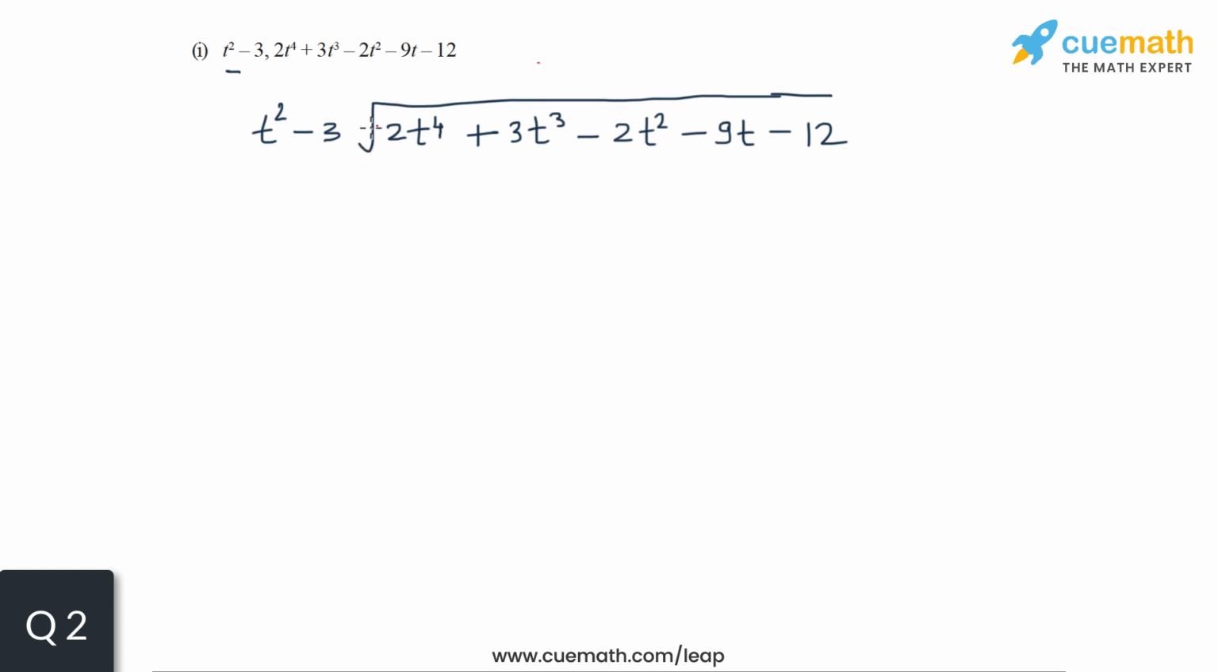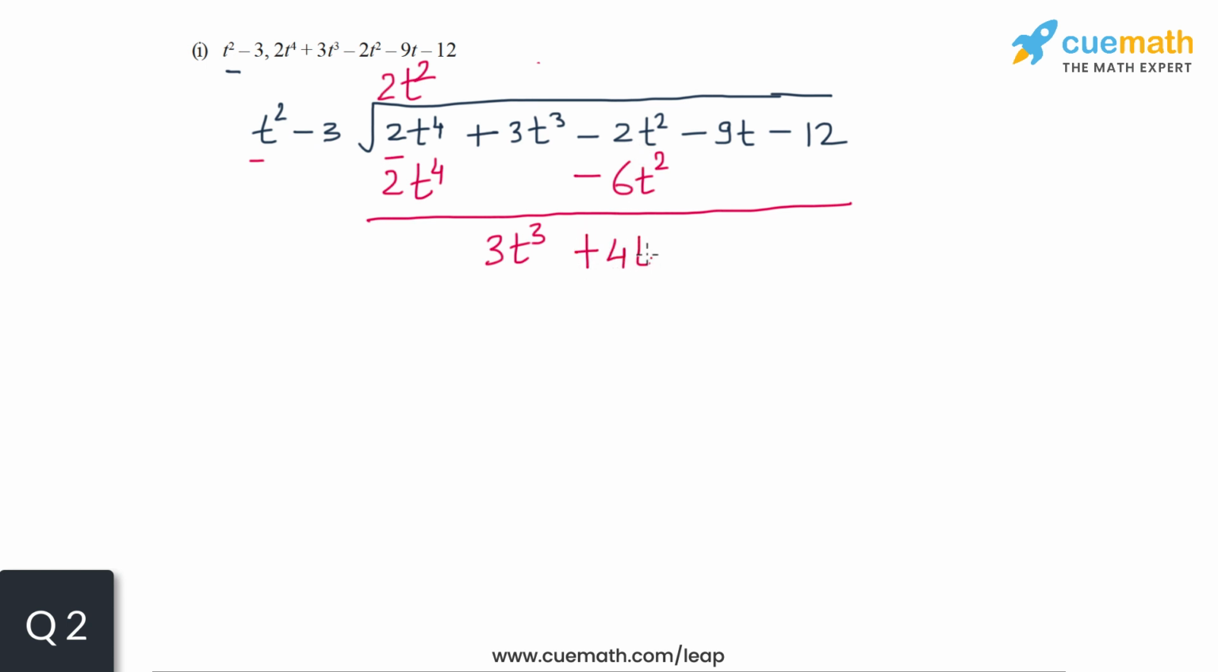So the first multiplier we'll need is what we need to convert t square into 2t to the 4. So we will need the multiplier 2t square, and this generates the terms 2t to the 4 minus 6t square. So minus 6t square we will write here. Now let's subtract. So we get 3t cube, and then from the t square terms we get plus 4t square, and then we get minus 9t minus 12. These are simply the terms that we're bringing down from here.